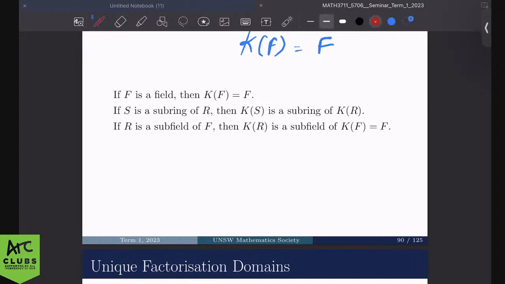If S is a subring of R, then KS is a subring of KR. Taking the fraction field doesn't change that property. And if F is a subfield of R, then KF is also a subfield of KR, where KF is equal to F. Okay, sweet.